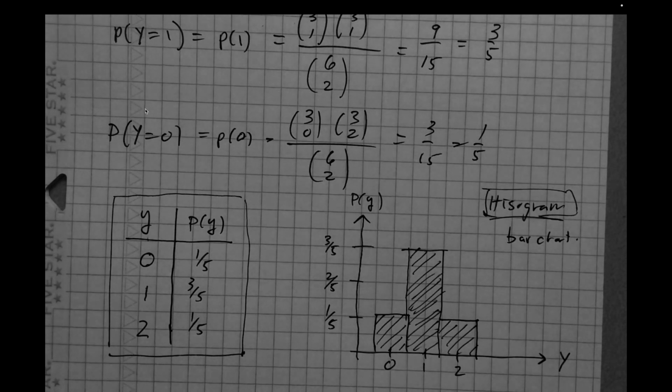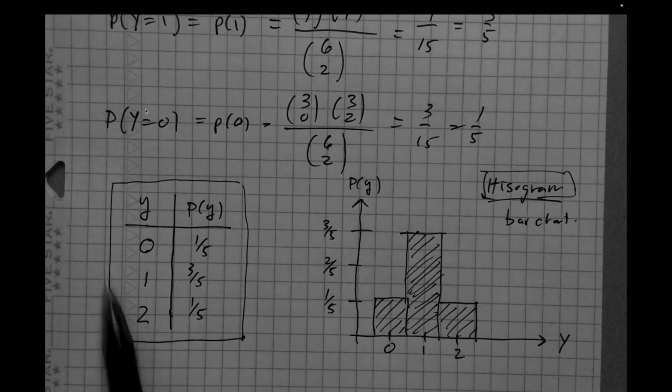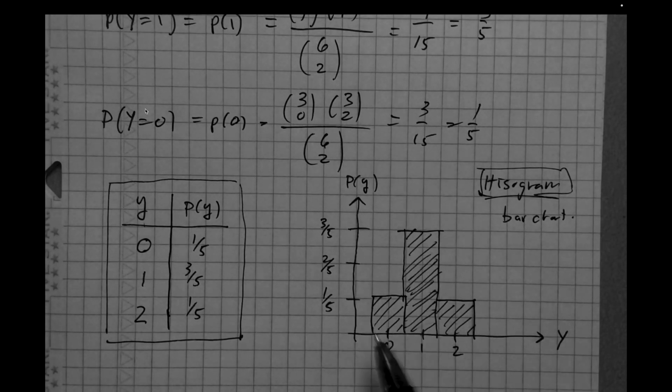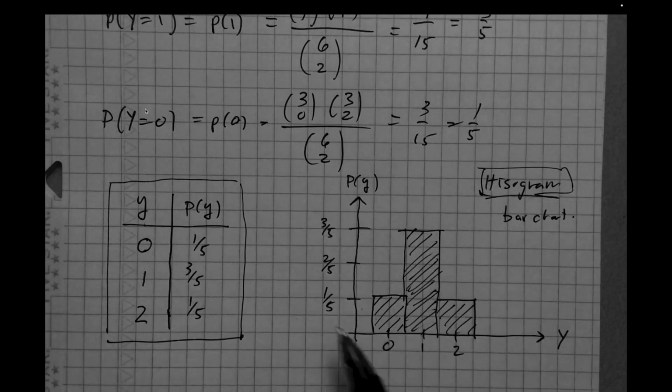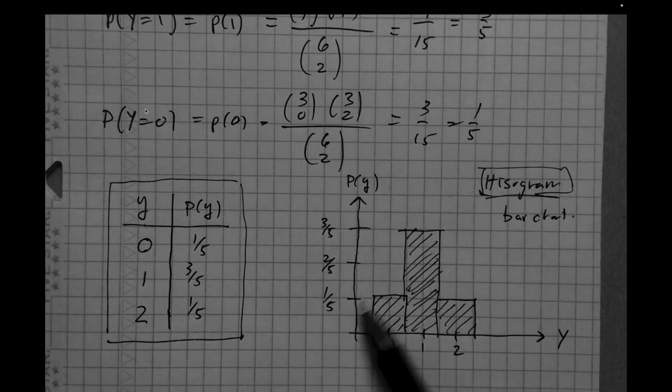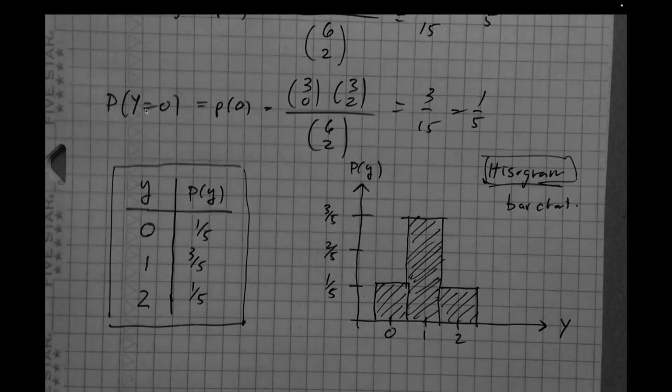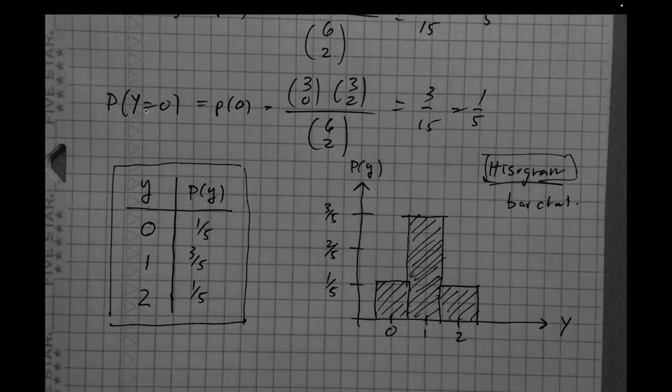All right. And so you can look at it this way and have the numeric values straight in front of you, or you can look at it graphically and say, oh yeah, I see 0 is 1/5, 1 is 3/5, 2 is also 1/5, right? This gives you a sense for the distribution of the probabilities, how they're laid out. And yet a third way to do it is to write the probability distribution as a function.